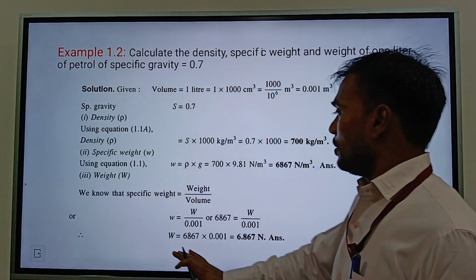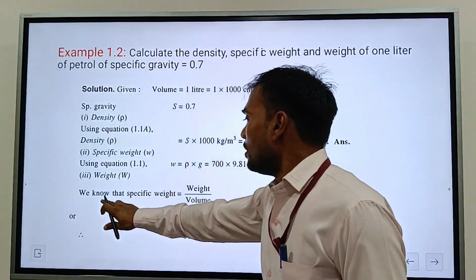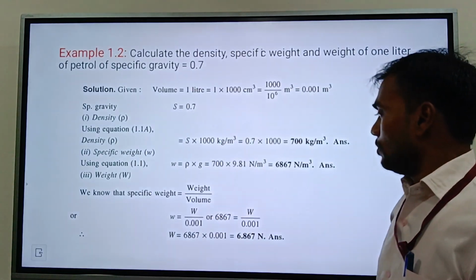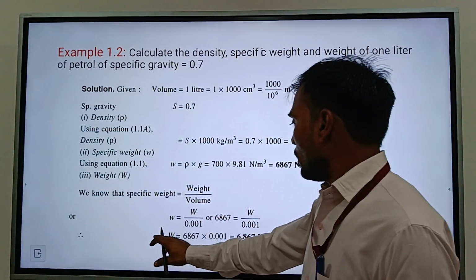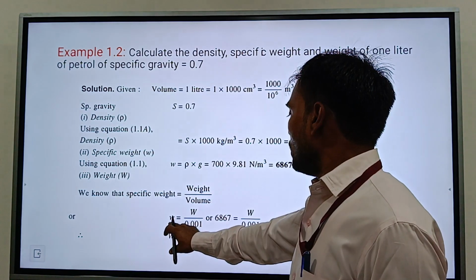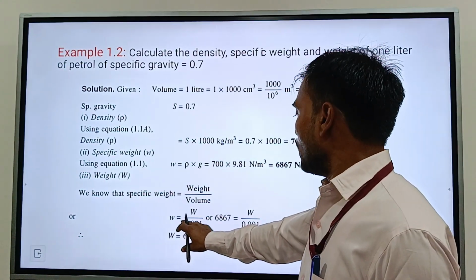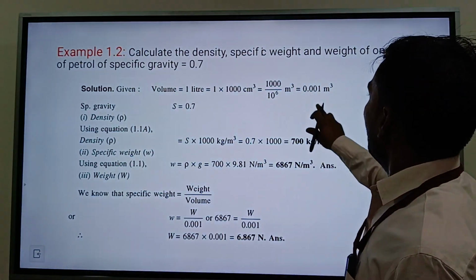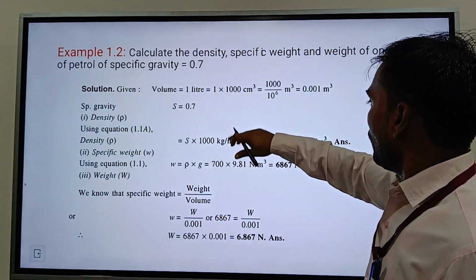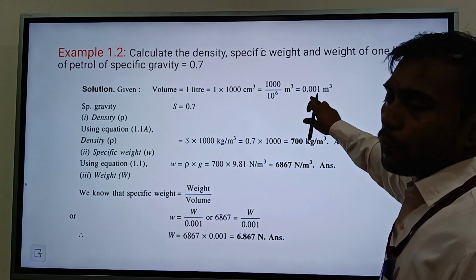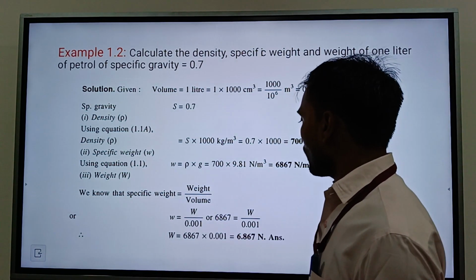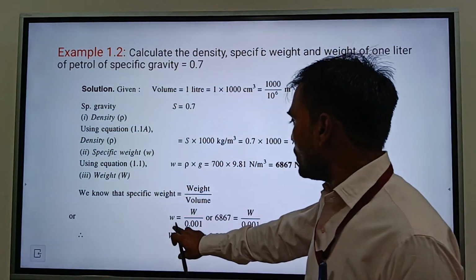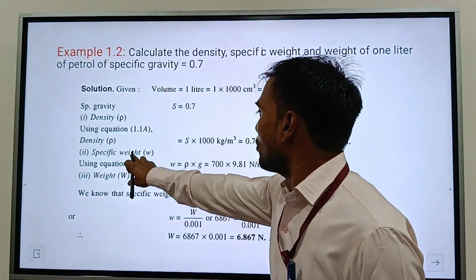If we look at this formula, the specific weight is equal to weight upon volume. Or in terms of symbols, w, the specific weight, is equal to capital W divided by volume, and volume is 1 liter, which converted to meter cube is 0.001 meter cube. We have to calculate the capital W, and this is the specific weight, which is already calculated here.